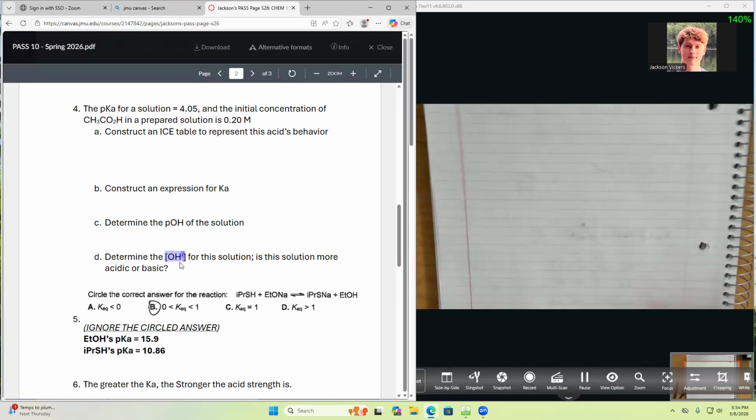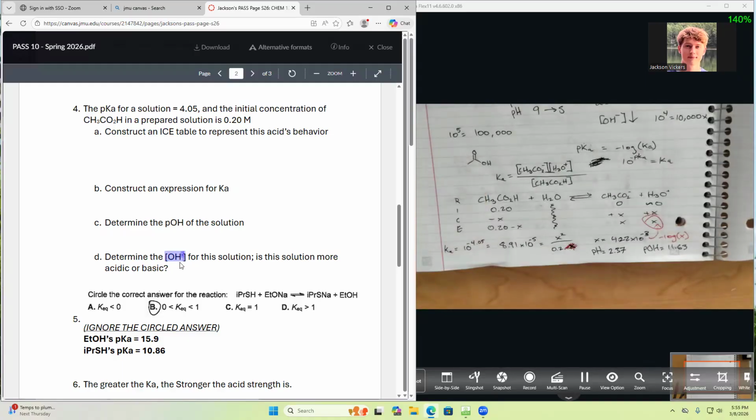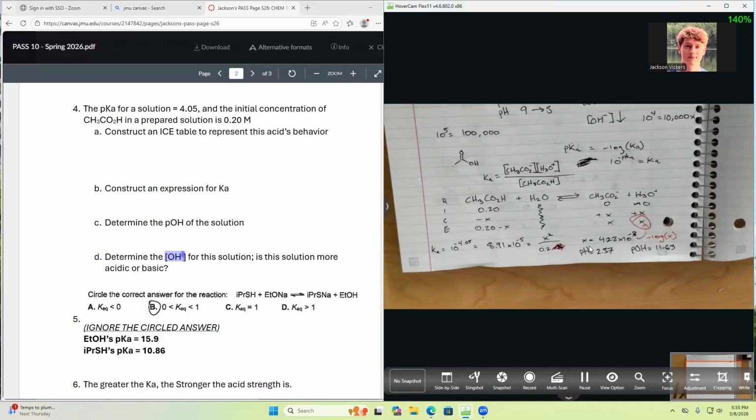Oh yeah, I guess I skipped that part. Good call. To determine that, yeah, you could do that. We could also use Kw. I mean, you can imply that we're at 25 degrees Celsius. So we could use the Kw, doing 1 times 10 to the minus 14 divided by the hydronium ion concentration. Yeah, you could. Both of those would work.